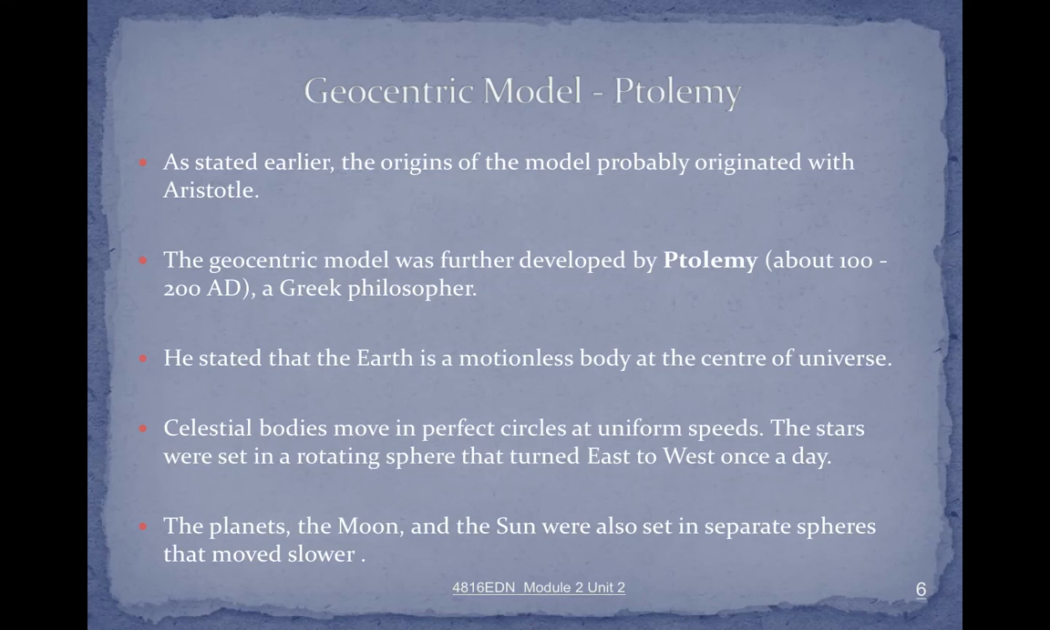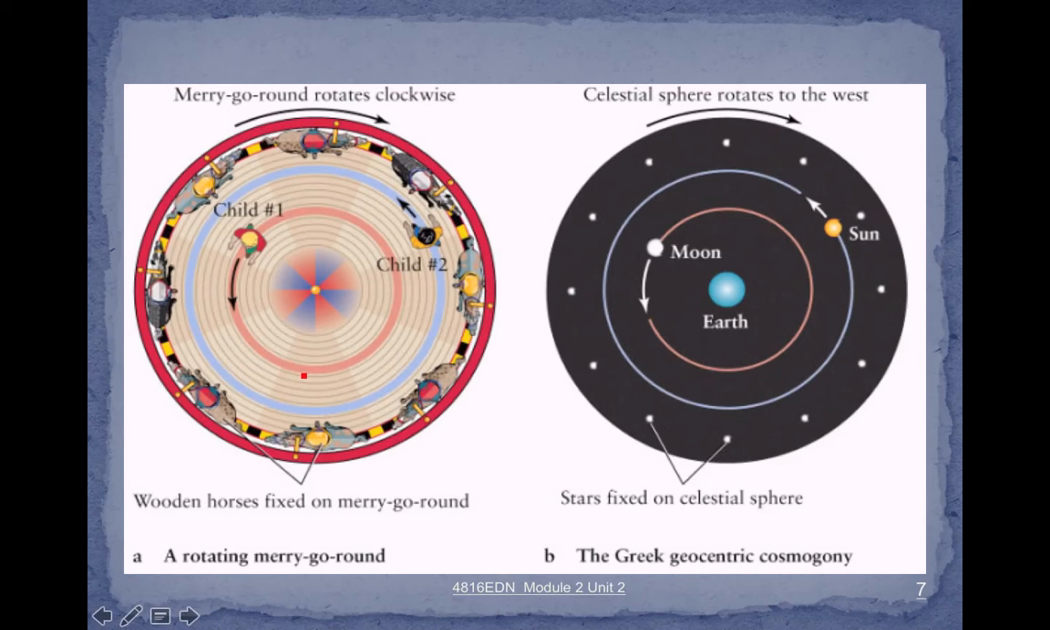Celestial bodies move in perfect circles at uniform speeds. The stars were set in a rotating sphere that turned east to west once a day. And the planets, the moon and the sun were also set in separate spheres that moved slower. So it was a refinement on Aristotle's earlier model.